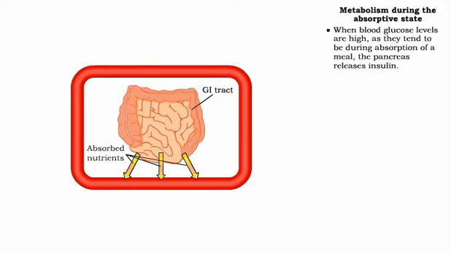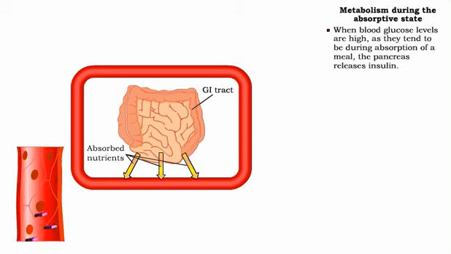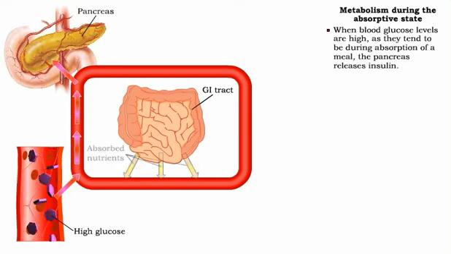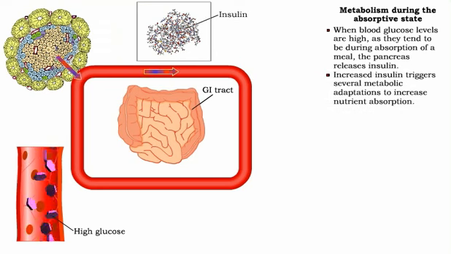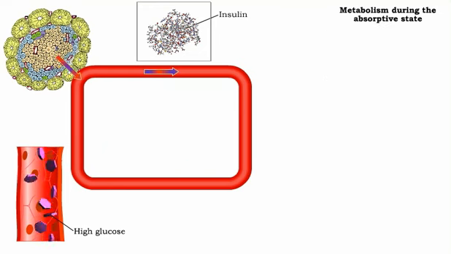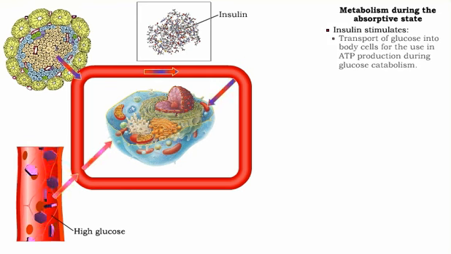When blood glucose levels are high, as they tend to be during absorption of a meal, insulin is released by the pancreas. Increased insulin triggers several metabolic adaptations to increase nutrient absorption. Insulin stimulates the transport of glucose into body cells, where it is used for ATP generation via glucose catabolism.